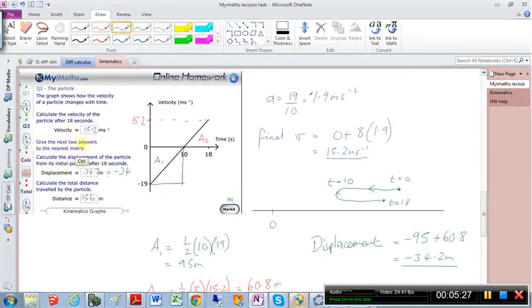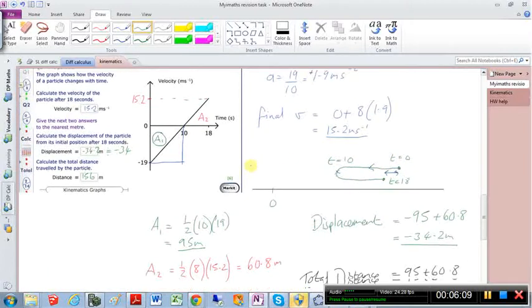Now we want the displacement of the particle from its initial position after 18 seconds. So as we said, it comes towards the origin and away from the origin. We have to work out what this distance is here and this distance here, which will give us the total displacement from the origin, which will be that distance in there. Okay. So in the first 10 seconds, the distance will be given by A1. So A1 is the area of this triangle here, but let's do this one. Half base times height, so it's half times 10 times 19, giving us 95 meters. Okay, so this distance from 0 to 10 is 95 meters.